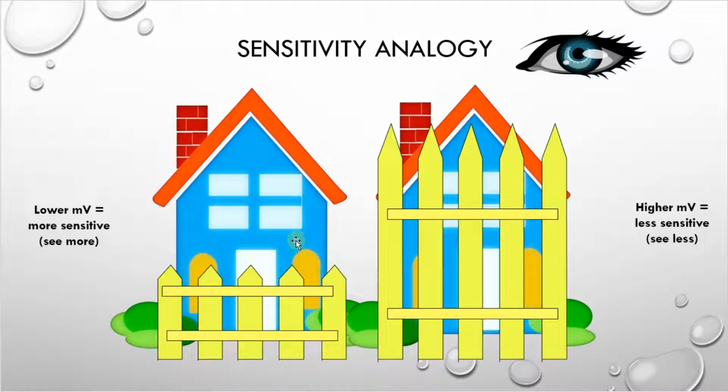And the opposite is true. If we're seeing too much of the house, or we're seeing too many intrinsic heartbeats from the patient, then we need to filter through some of the things that we want to see, because we don't need to see everything. And in this example, what we'll do is increase the millivolts, or increase the fence so that it covers a certain part of the house that we don't need to see. And that is the principle of sensitivity.